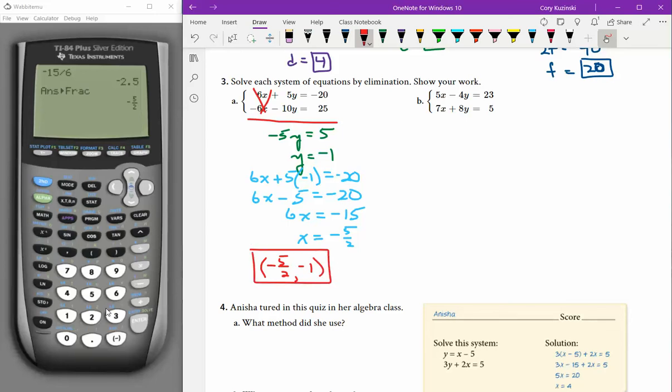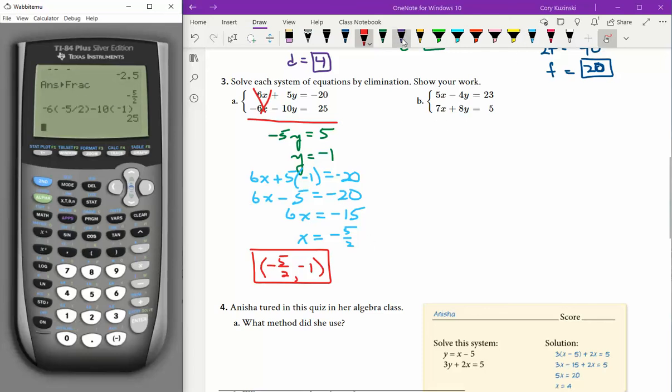Let's check our answer here. We already know it's going to work in the top equation, but let's plug it into the bottom equation. Negative 6 times negative 5 halves minus 10 times our y value of negative 1, and this should give us 25. It does. So we know it's right.